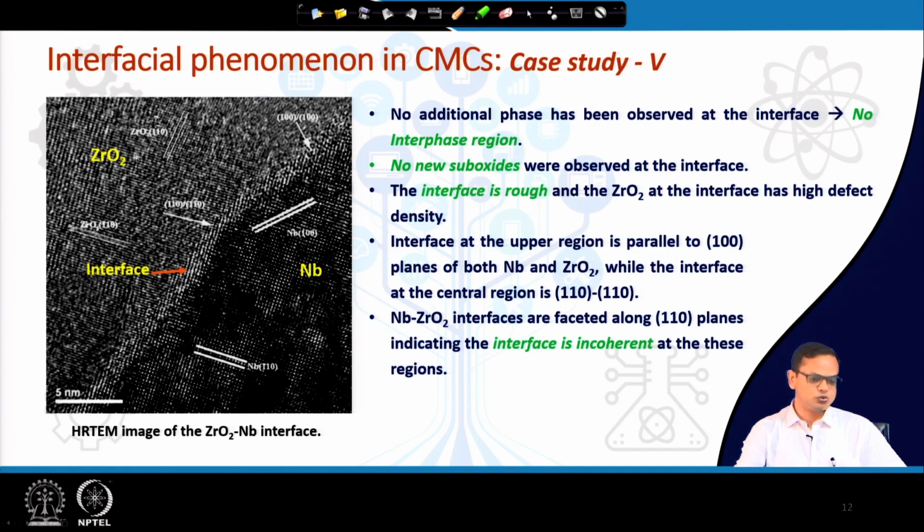In terms of there being no formation of any other oxides. I mean there is ZrO2, there is niobium. So, maybe some suboxides or complex oxides could have formed, which is not really forming here, because ZrO2 is quite stable. Okay. So, that is what you understand from this particular TEM image.